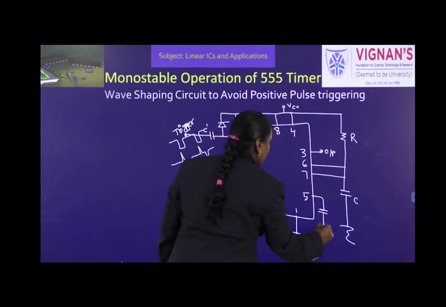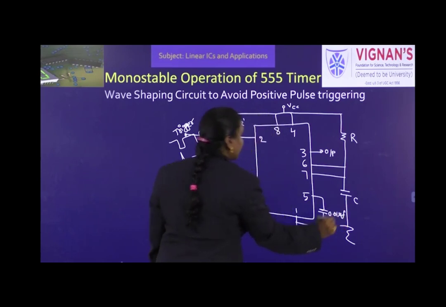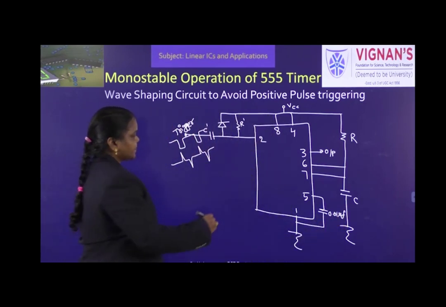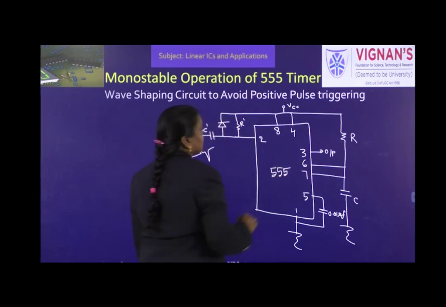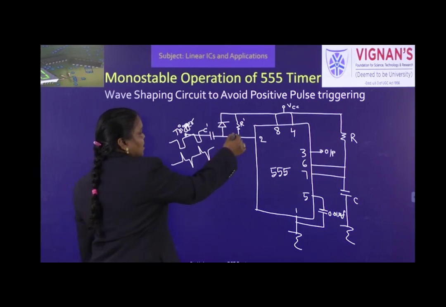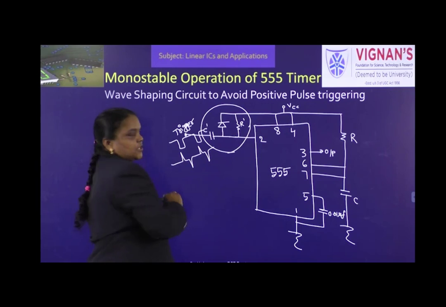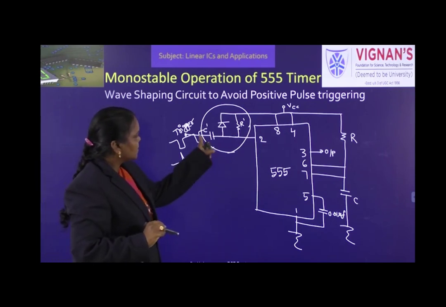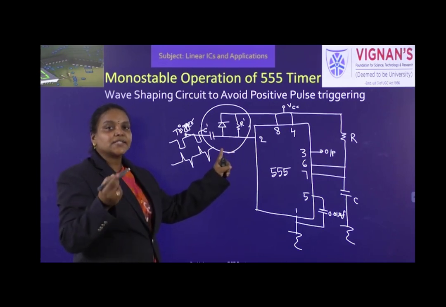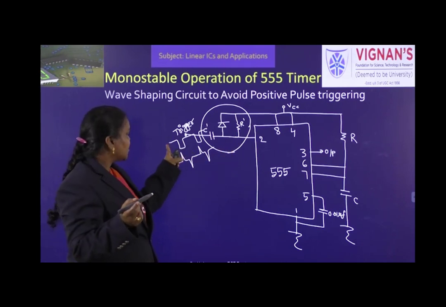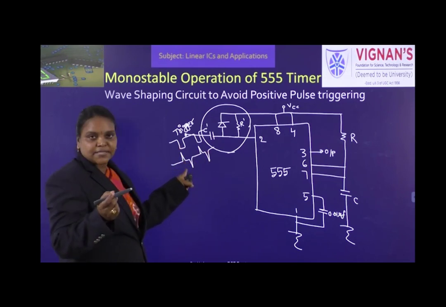And here we are not using the 5th pin, so it should be connected to 0.01 microfarads to the ground. This is the additional circuitry we are using to overcome the problem of positive triggering. This capacitor and this resistor act as a high pass filter, which acts as a differentiator. Differentiator means this signal becomes like this.